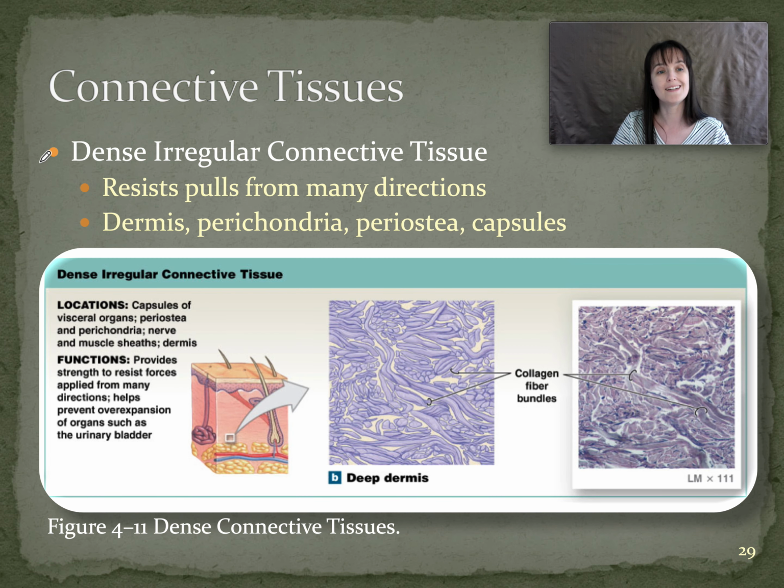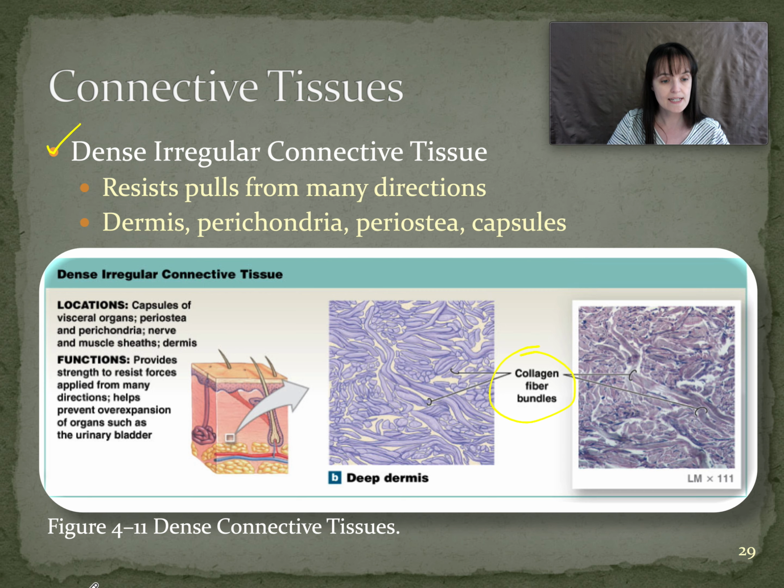Okay, this one we did not do in lab. This is dense irregular CT. It's the same collagen fibers, it's just that this picture uses a different stain. So that's why it's a different color. And it resists a pull in any direction. It prevents overexpansion. And it's found in the capsules, the dermis, perichondria, and periostea, as we just wrote down.